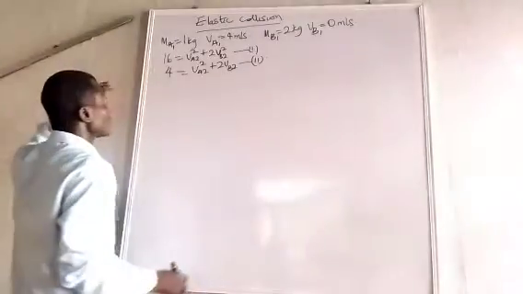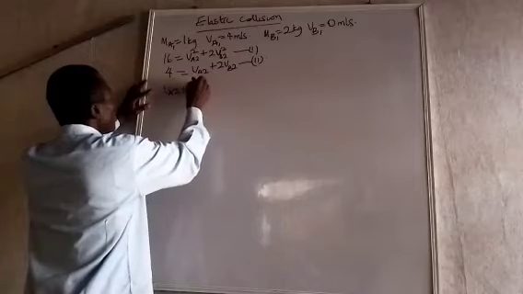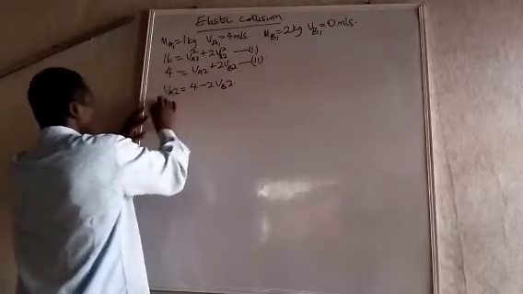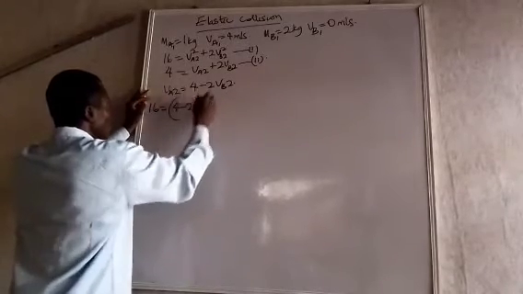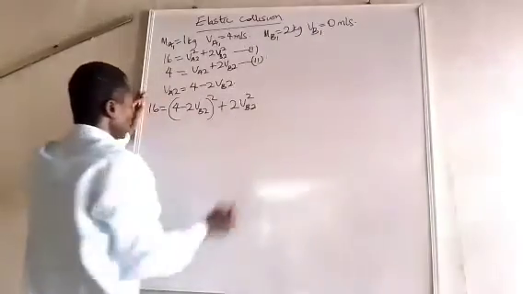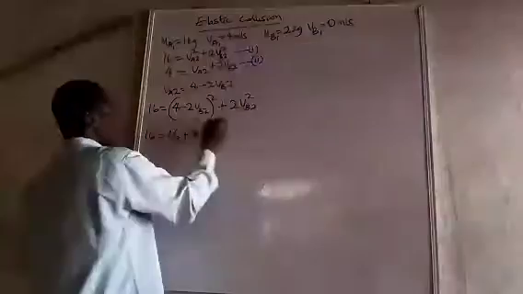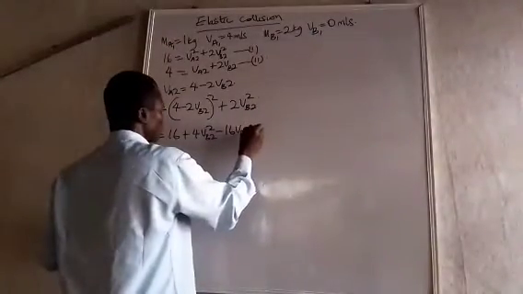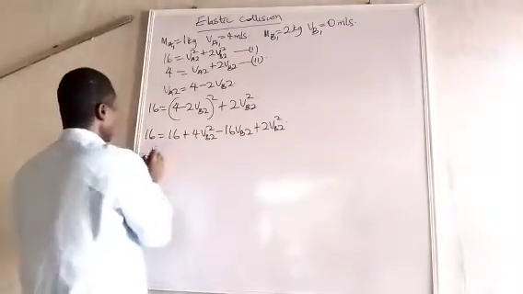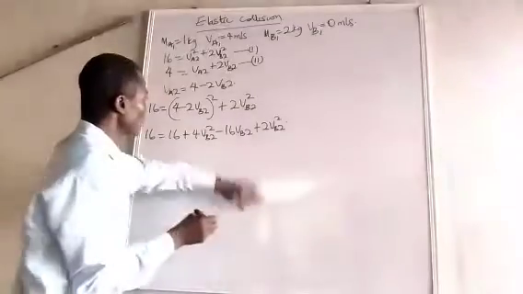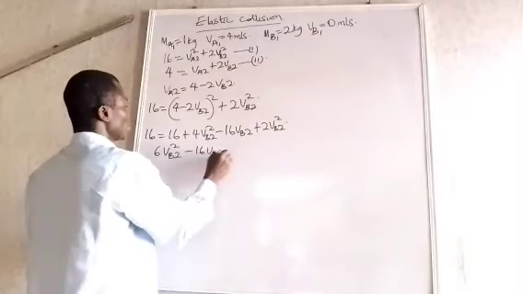Now, we have simultaneous equations to solve. From 2, we can say that Va2 is equal to 4 minus 2 Vb2. Now, substitute this into equation 1. We can say that 16 equals (4 minus 2 Vb2) all squared plus 2 Vb2 squared. So I can say 16 equals 16 plus 4 Vb2 squared minus 16 Vb2 plus 2 Vb2 squared. So this 16 cancels this 16. Therefore, I'm going to have 6 Vb2 squared minus 16 Vb2 equals 0.